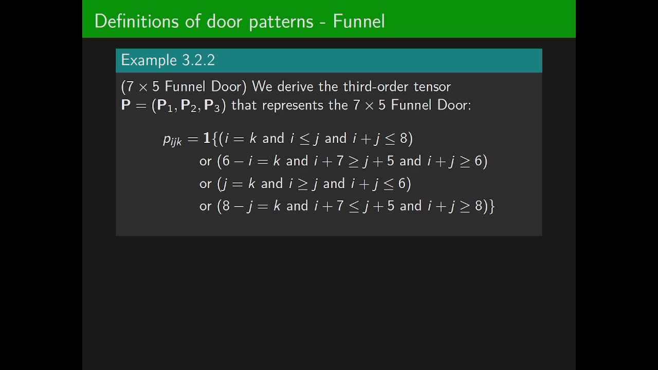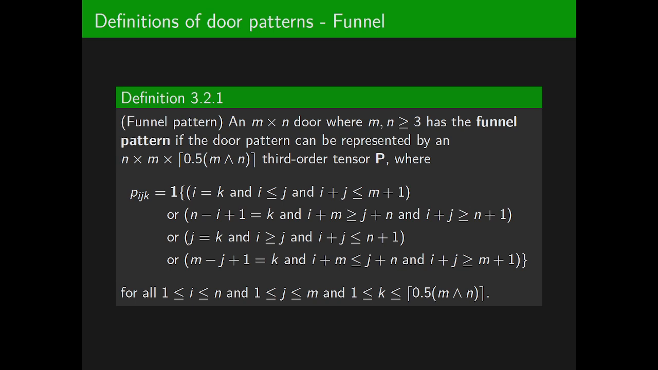And then I'll give you an example: a 7x5 funnel door. I give you a large example because I really want to illustrate how we can derive things like this. A large example is also good to sanity check if the definition makes sense, and to give you the full context. So 7x5 basically means m is equal to 7 and n is equal to 5.